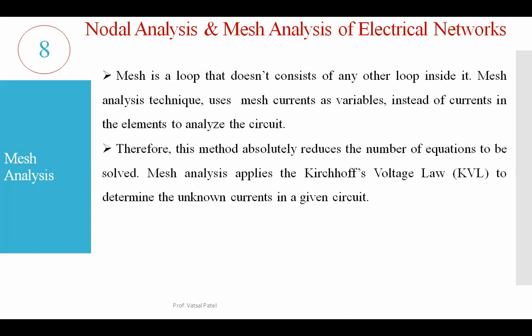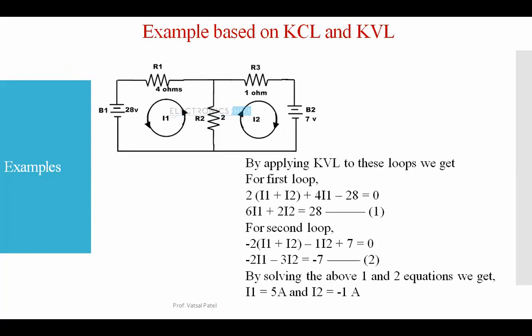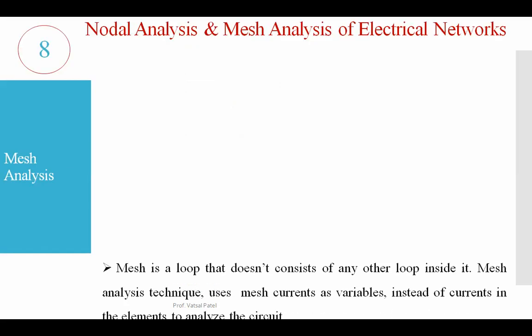So the second parameter here is that the method absolutely reduces the number of equations to be solved. Mesh analysis applies the Kirchhoff voltage law, which we already saw in our examples, to determine the unknown current value in the given circuit. If you see this circuit, we have already done the mesh analysis here by using KVL. When you apply the loop in this circuit, you already apply the mesh in this circuit, you identify the mesh current I1 component, and that is given over here in this sentence format.